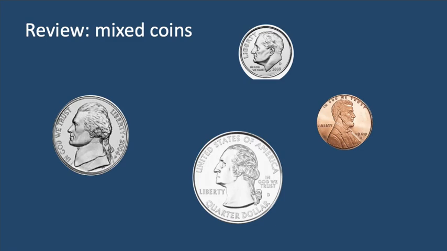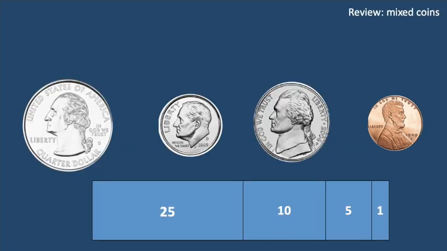Let's take a look at counting mixed coins. Here we have a nickel worth 5 cents, a quarter worth 25 cents, a dime worth 10 cents, and a penny worth 1 cent. So one way to get started is to organize or sort the coins by value, greatest to least. You can make a model to go along with the value of your coins.